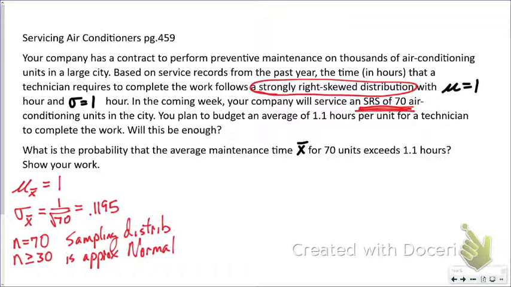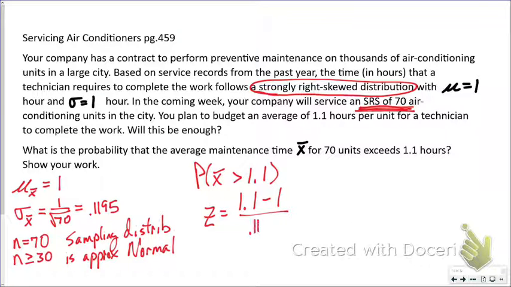All right, now we've defined it. Now we're ready to write the question in probability form: the probability of X bar being greater than 1.1. Then show your z-score, because we said it's normal, right? So we are doing a z-score.